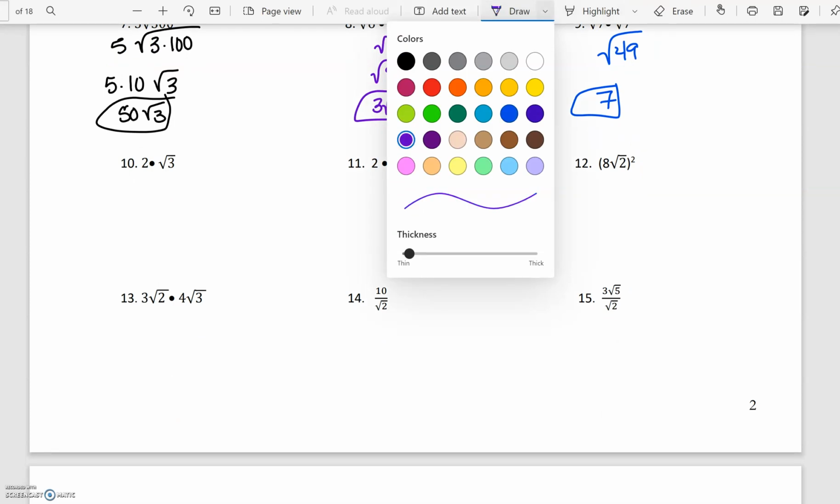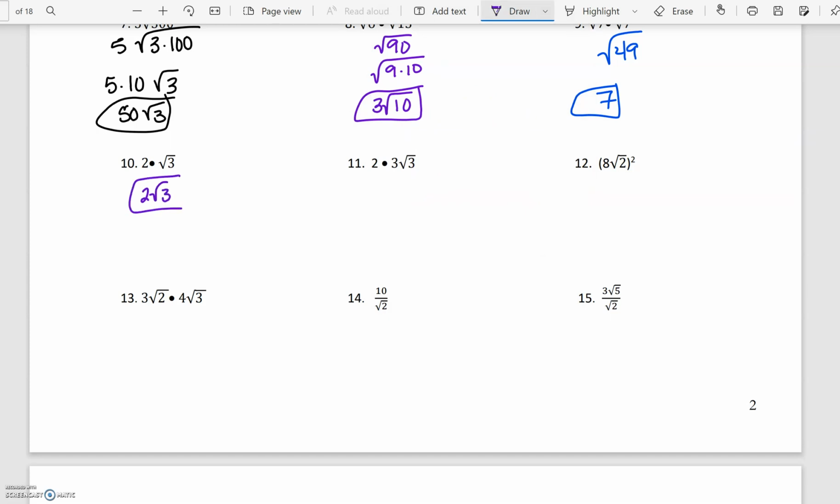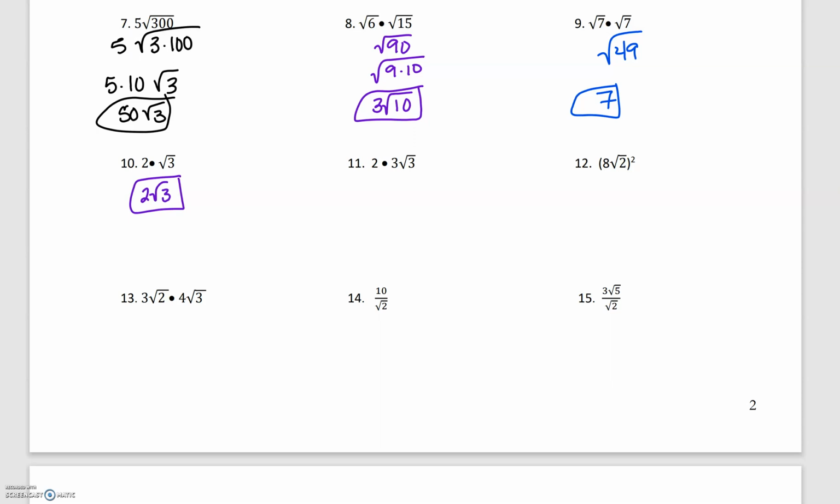For this next one, 2 times, well, this is not a radical, so it's just going to go next to or in front of, because it can't actually multiply underneath. Only radicands and radicands, or coefficients and coefficients, like that one.